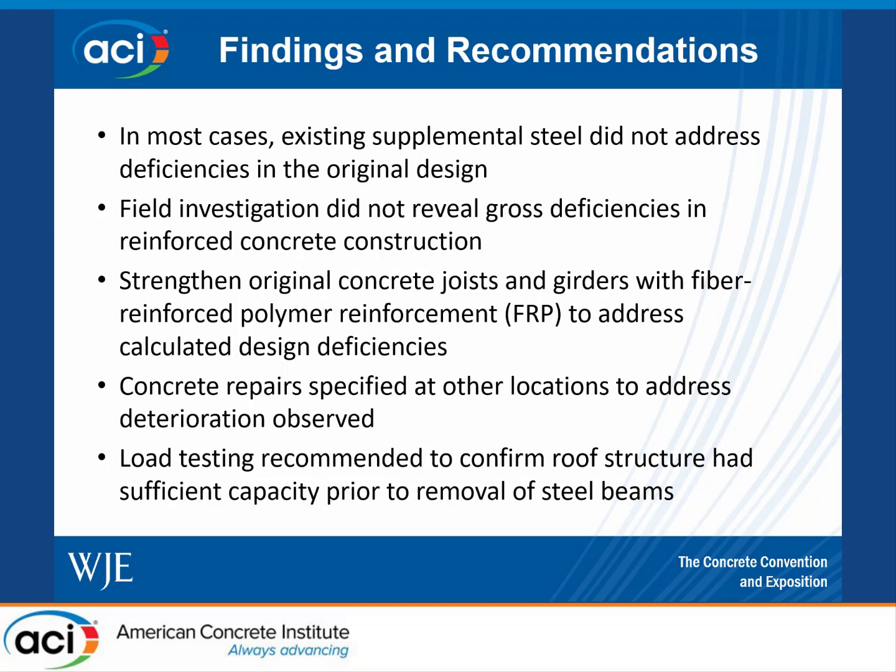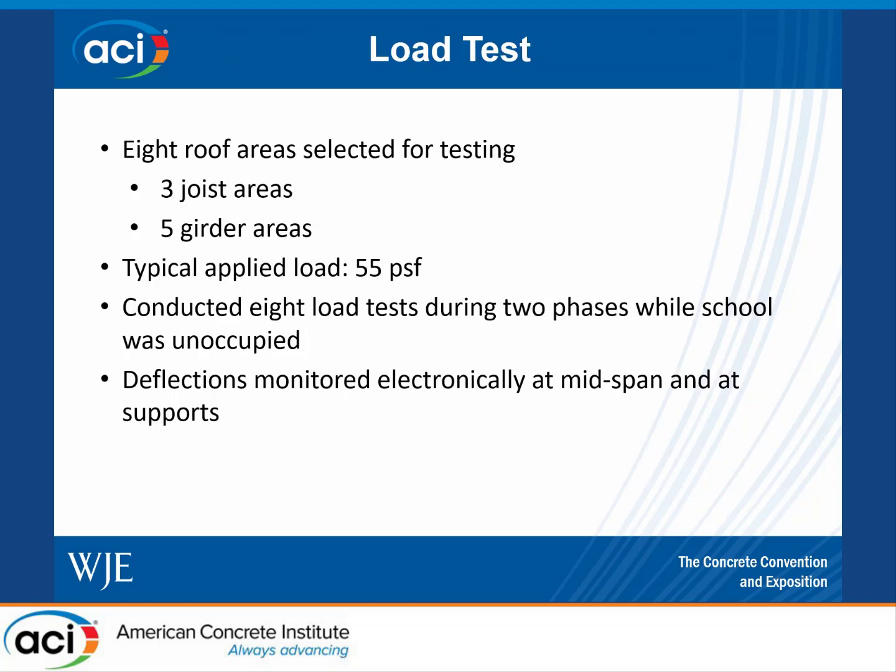So we recommended that the original concrete joists and girders be reinforced with FRP. We used some other reinforcement methods at selected areas too, but FRP was our primary method. And then we specified that concrete repairs and other items be addressed at isolated locations. And for all the other areas that we weren't addressing, we recommended that load testing be performed to confirm the structure had sufficient capacity before we took the steel beams off the roof.